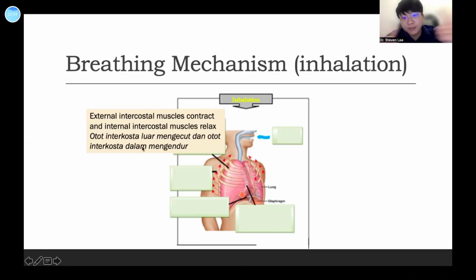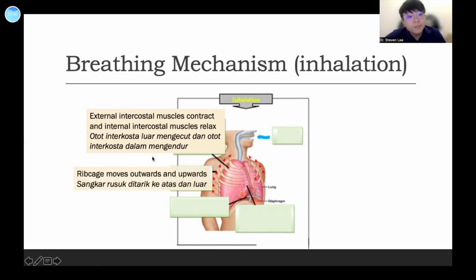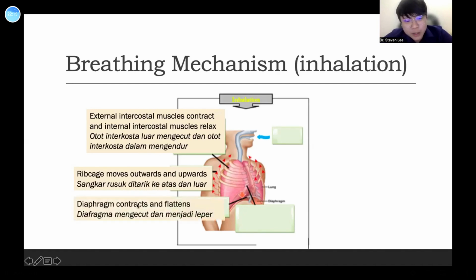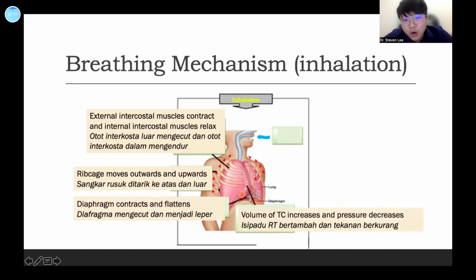Okay, this is one direction, front-back direction. Correct? This one, the red arrow, front-back direction. Another one is this orange-yellow, go down. So we talk about the movement first. Your ribcage moves upwards and outwards. So sangkar rusuk ditarik ke atas dan luar. Then diaphragm will contract and become flattened. So diaphragm mengecut dan menjadi leper. Then isi padu of your rongga thorax akan bertambah, tekanan akan berkurang. But you don't have to say based on Boyle's law, no need, but it's something in your brain lah, you must understand. Okay? So as a result, tekanan atmosfera akan lebih tinggi daripada tekanan di dalam rongga thorax dan udara dipaksa masuk ke dalam paru.